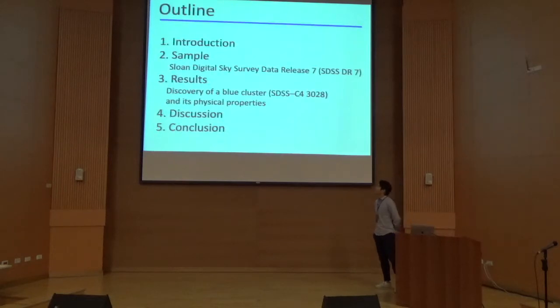Okay. This is the outline of my talk today, which includes 5 different parts, starting from the introduction and sample selection. In my talk, I use the Sloan Digital Sky Survey Data Release 7 to identify galaxy clusters. And as a result, we discovered a very strange galaxy cluster, which includes too many star-forming galaxies in contrast to the theoretical model prediction. Then I will discuss this, and in the end, I will conclude this talk.